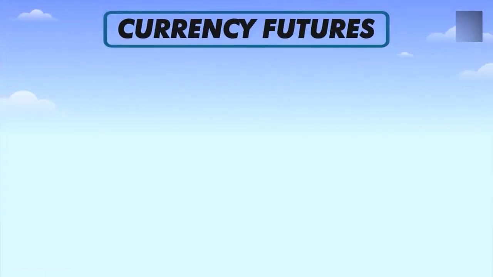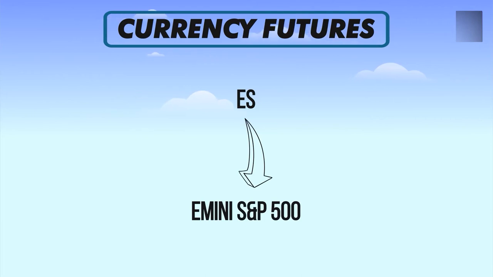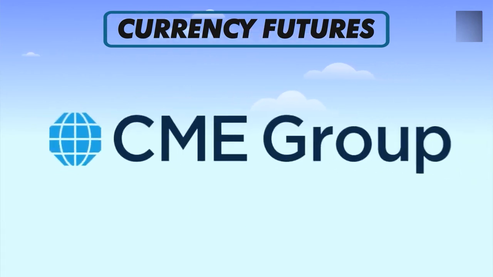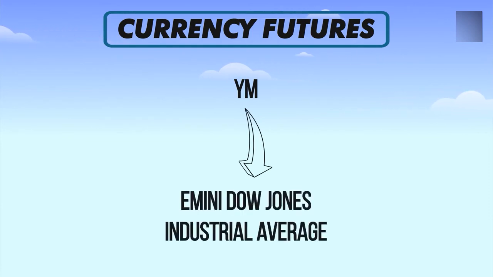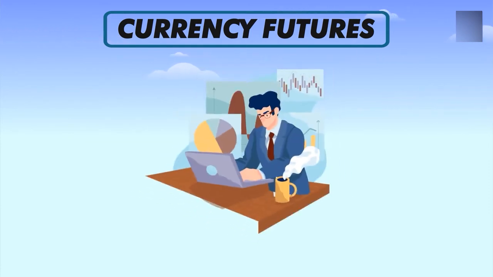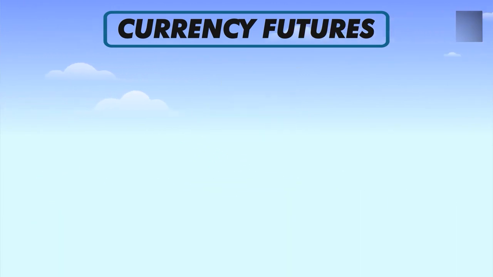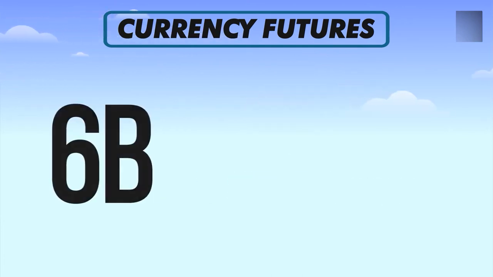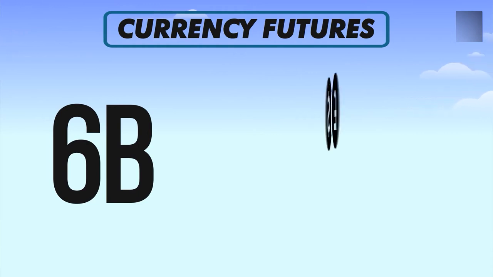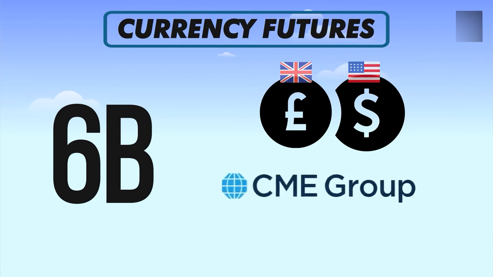Index futures. ES. It is known as the E-mini S&P 500. It is majorly traded on the CME. YM. This is known as the E-mini Dow Jones Industrial Average. It is also known to be traded at the CME. Currency futures. 6E. This is the Euro to US dollar, also traded at the CME. 6B. This is the symbol for the British pound to US dollar, and it is traded on the CME too.